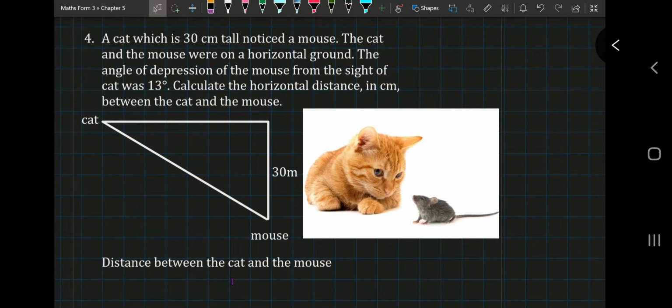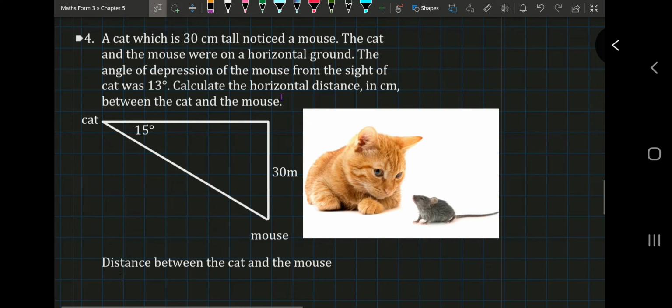That means depression. The cat looks over here. 15 degrees is given in the question, okay. That is 15 degrees. Going to look here, okay. So what does this mean here? I'm going to find it by using what?